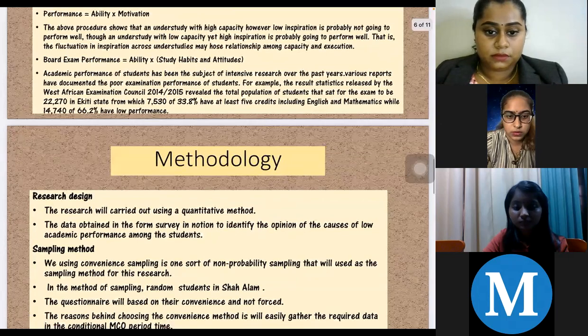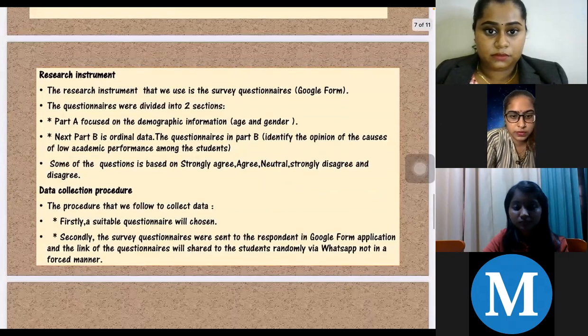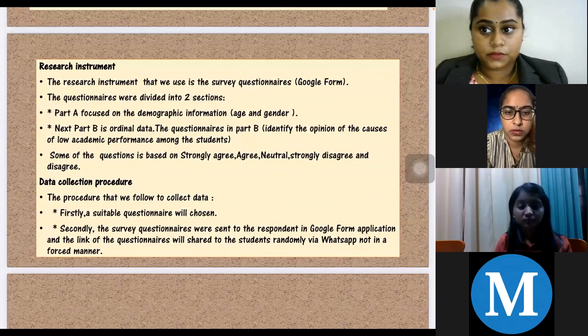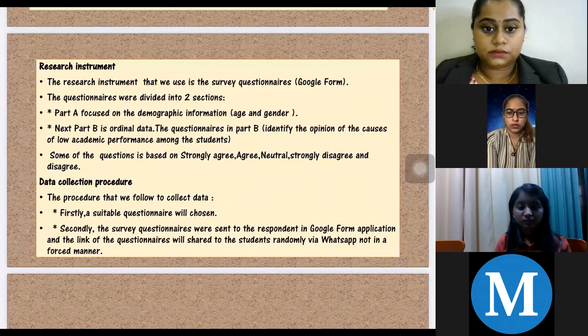So the questionnaire is divided into two sections, part A and part B. In part A, we focus on demographic information, their age and gender, and then part B, ordinal data. The questionnaire in part B identifies the opinion of the causes of low academic performance among the students. Some of the questions are based on strongly agree, neutral, strongly disagree, and disagree.